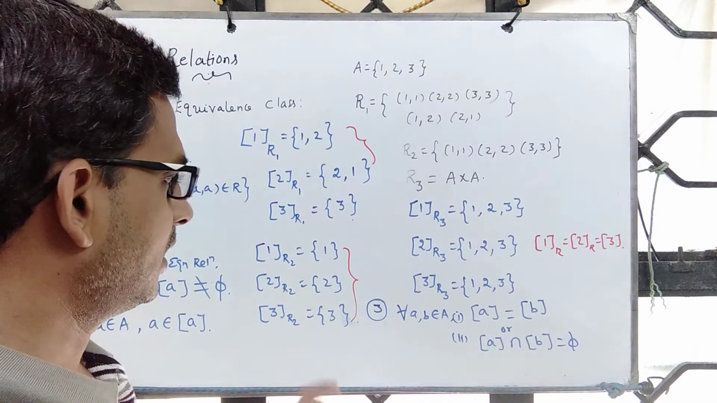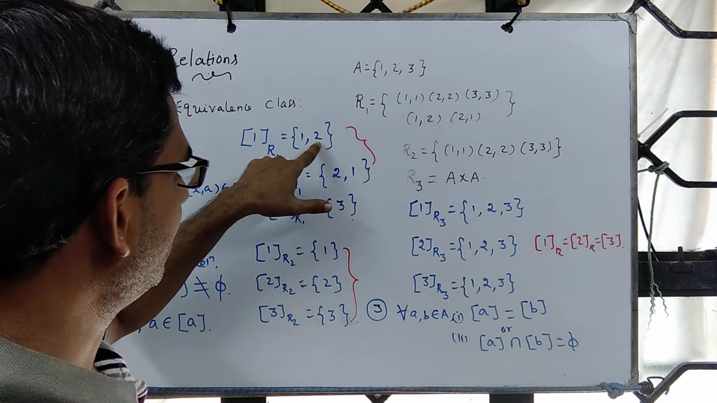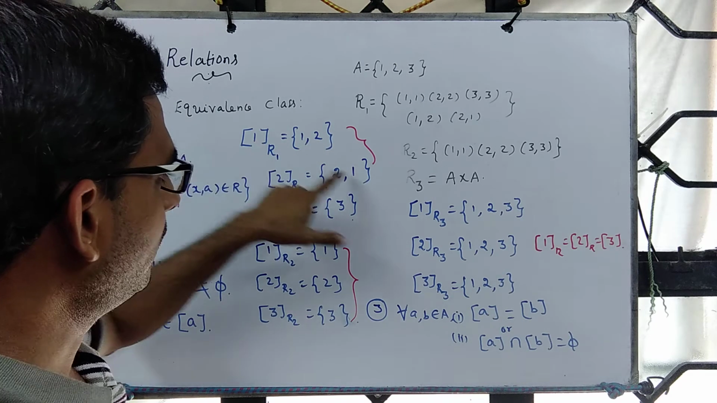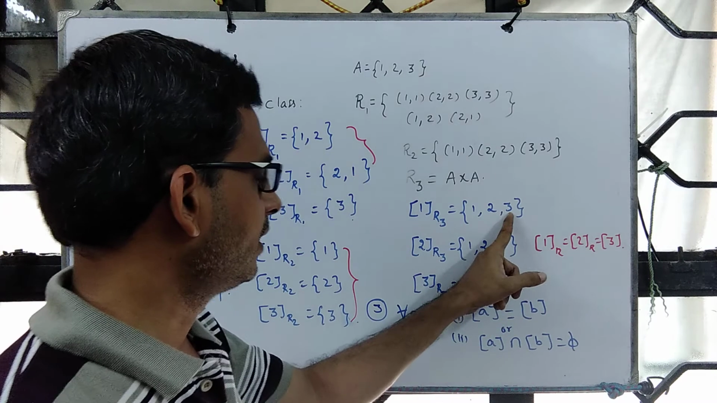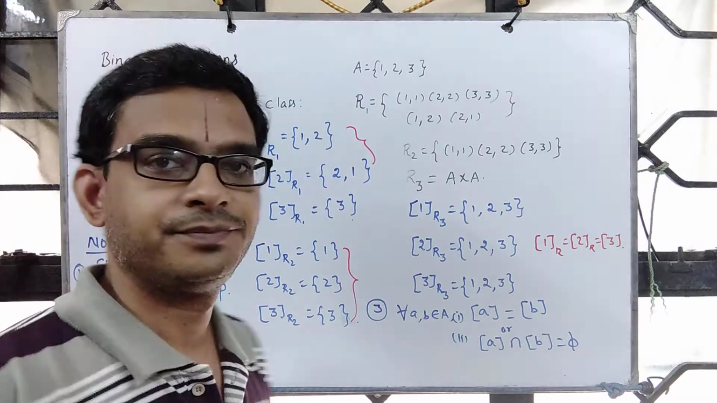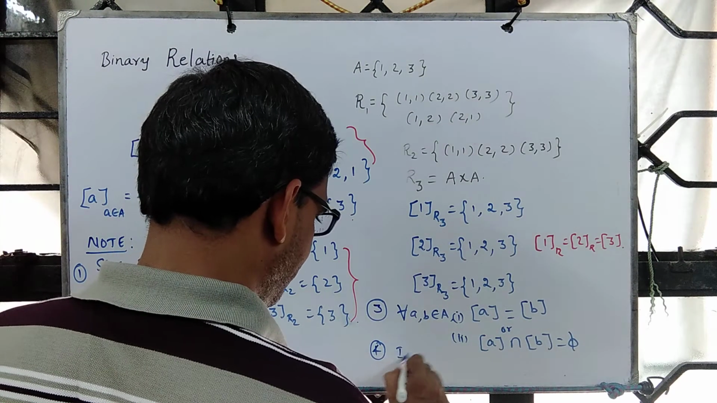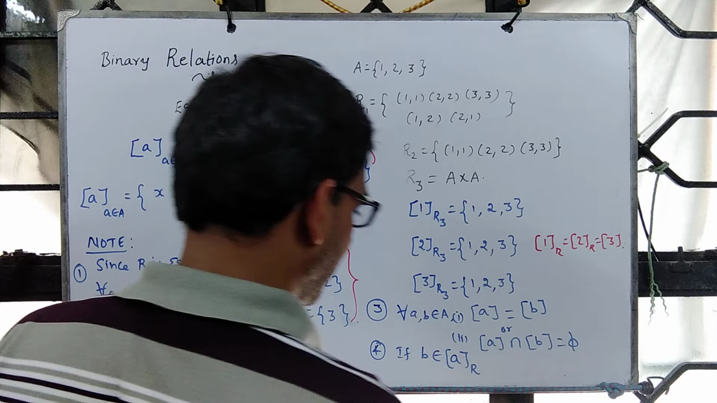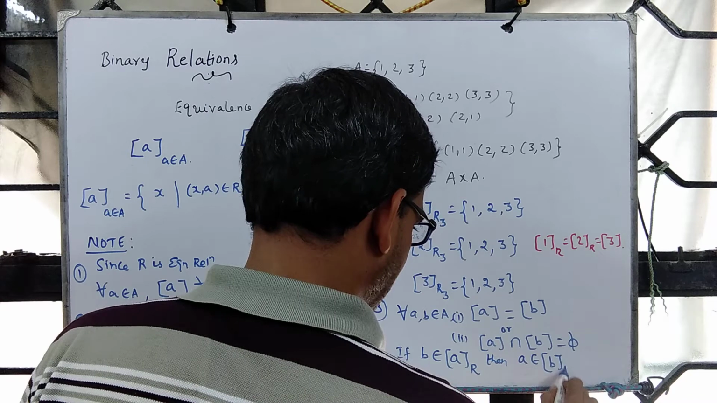Okay, so there are a couple of other interesting properties as well. If you find 2 in the class of 1, then you find 1 in the class of 2. If you find 3 in the class of 1, you find 1 in the class of 3. Correct? So the fourth one is: if b belongs to the equivalence class of a, then a belongs to the equivalence class of b.